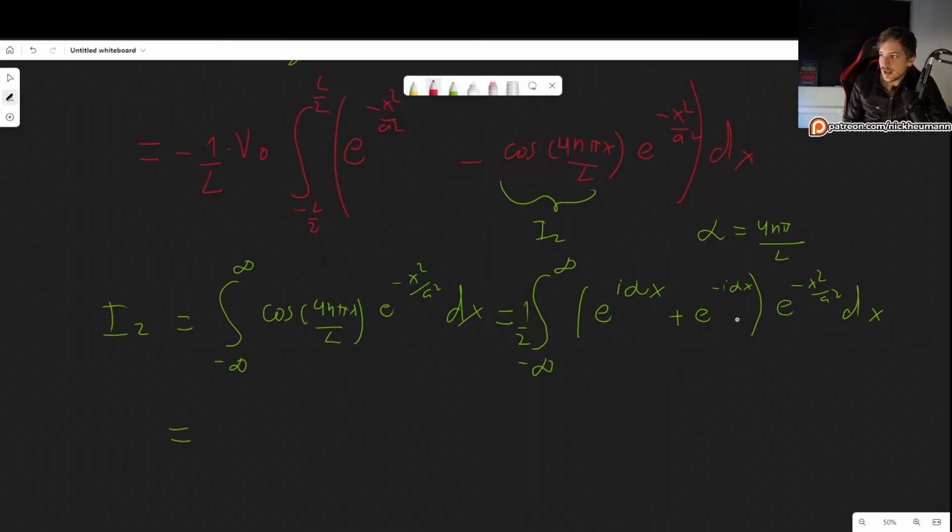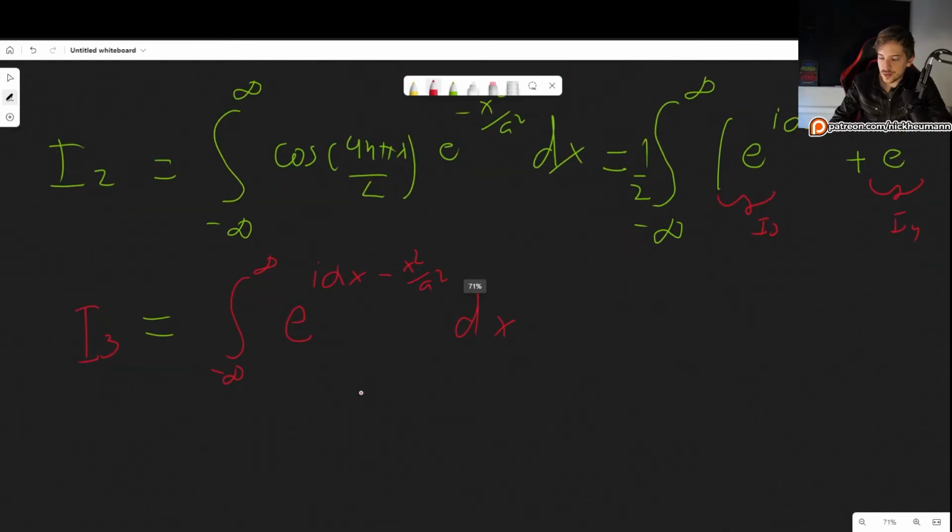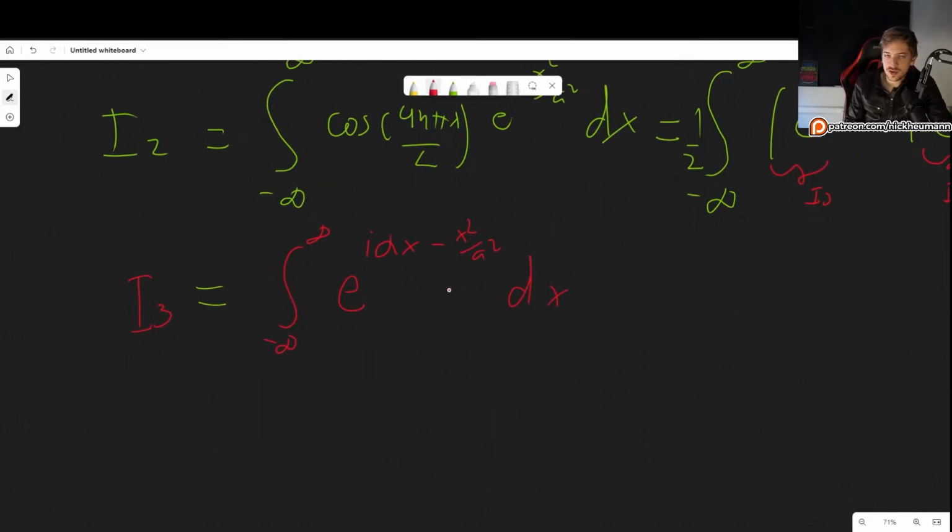Okay, so what now? Well, now we have these two integrals, which I will call I3 and I4, just to make sure that we go step by step and don't make any dumb mistakes. So I3 is the integral from minus infinity to infinity of e to the i alpha x times e to the minus x squared over a squared dx. So how do we solve this integral? Well, this is very similar to what we did before. Here we have to complete the square.